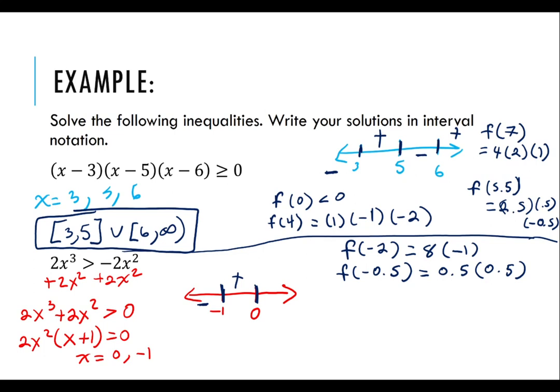Then let's pick a value to the right of 0. How about 1? So f of 1, that's going to be 2 times 1 squared. 1 squared is 1, which gives us 2. Then 2 plus 1 is 3. 2 times 3 is positive, so it's positive here.